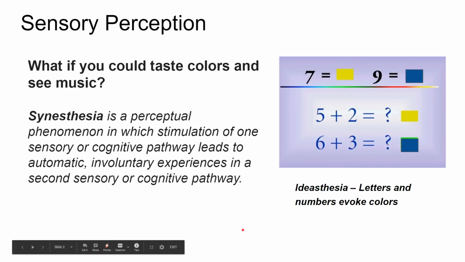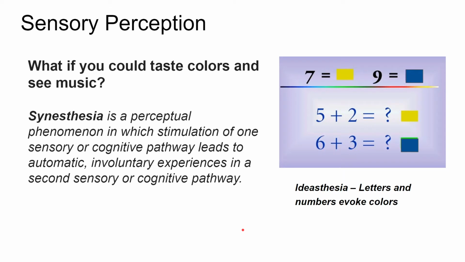Sensory perception is how your brain interprets what the senses take in. There are some disorders associated with this. Synesthesia is one where the perception goes into your brain and basically gets intertwined with another pathway and kind of crosses over. It can lead to things like being able to taste colors or to see music.